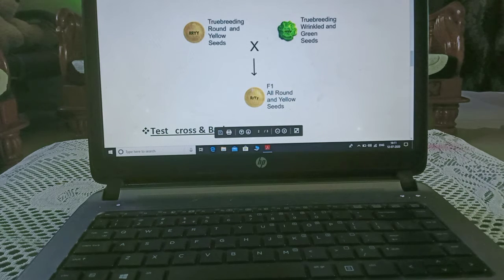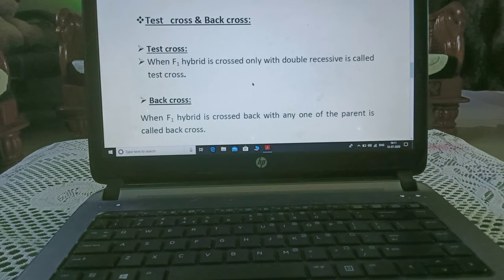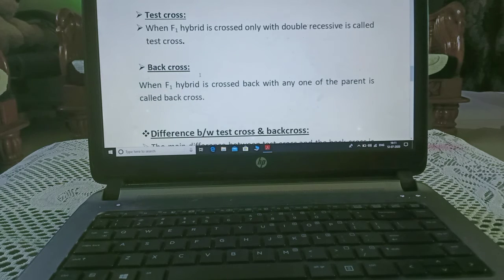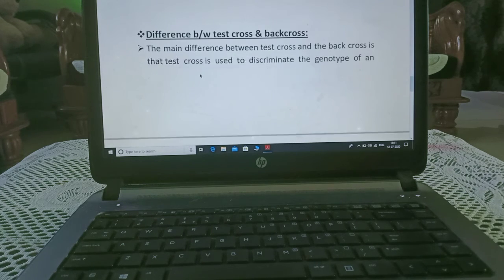Here we have completed all the laws of inheritance given by Mendel. Now we are starting our next topic, that is test cross and back cross. A test cross is when the F1 hybrid is crossed only with the double recessive. A back cross is when the F1 hybrid is crossed back with any of the parents.